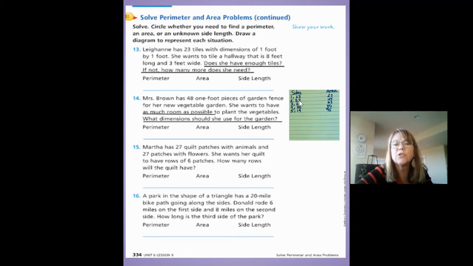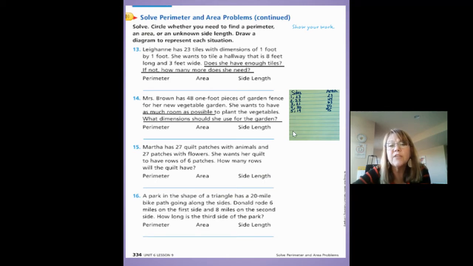Then I went to the 2 and 22 and 3 and 21. And all of these, when I draw my rectangle, I'm going to be able to add up all those sides and get 48. Well, to find the most area that I can get, I need to take this times this. So the area was 23 and the area was 44. If you need a calculator for this one, that's fine when you get to these bigger numbers.